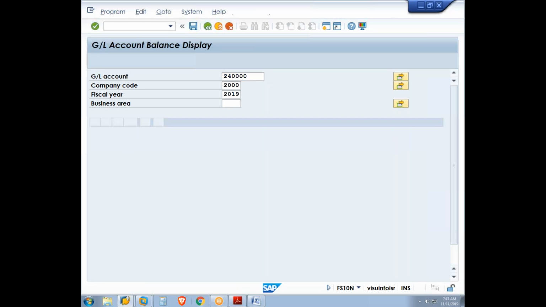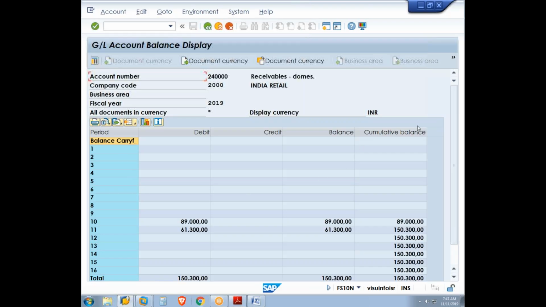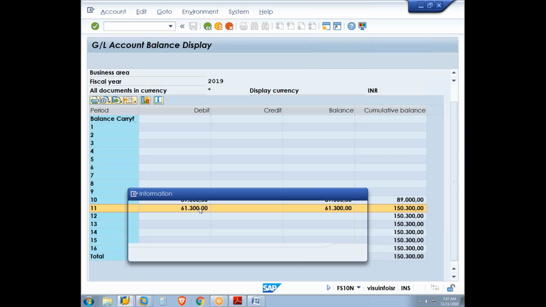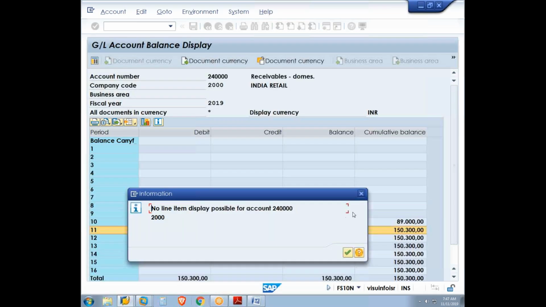So here it will show the total debit. See, we have done so many debits here because we have done so many transactions, and in all these cases, the amounts have been posted. Now in the month of November, it is showing 61,300. The 61,300 is coming because of maybe one customer, two customers, three customers. We cannot find out the details from here because there will be so many open items. No line item display is possible for the account.